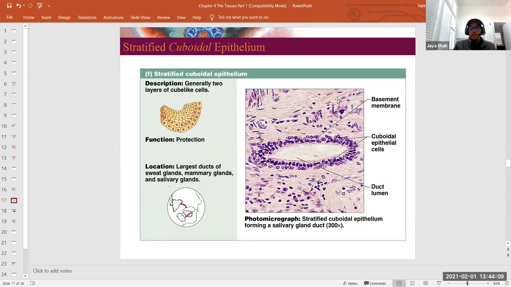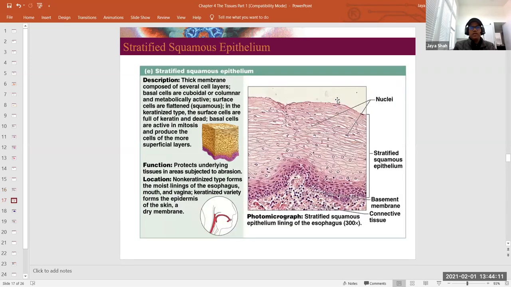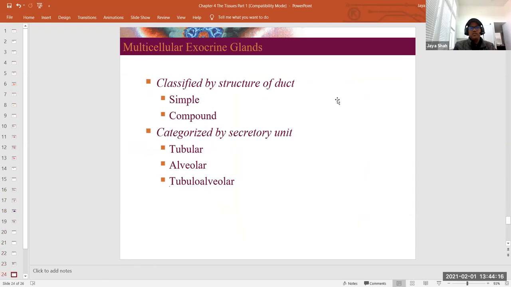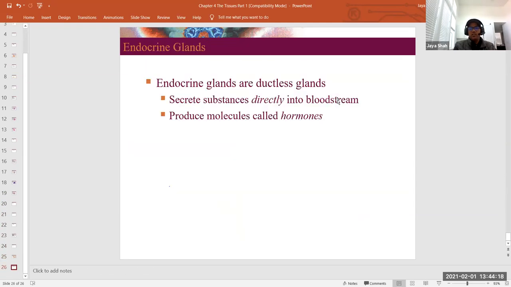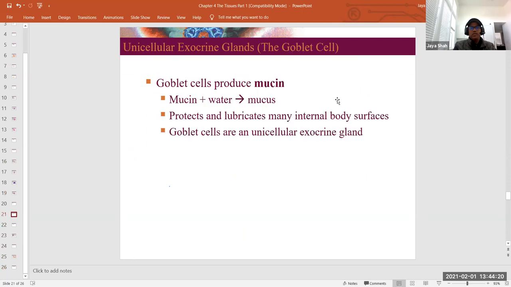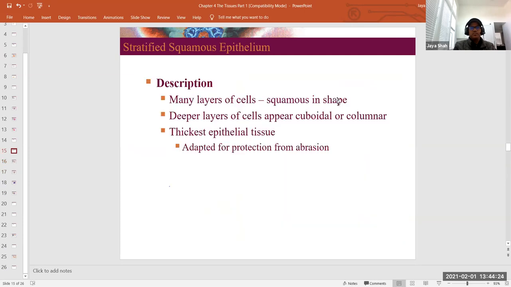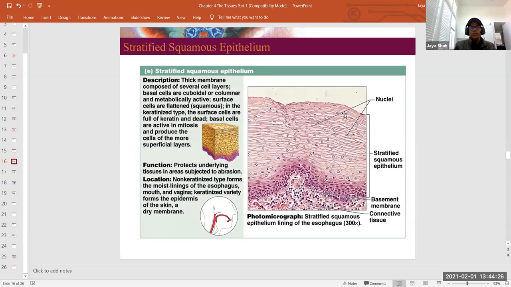So let's see. We don't have hairy skin, but if I have hairy skin, I don't. I will show you later in the connective tissue. Okay, so stratified squamous epithelium, keratinized, will be from the skin, but there will be a glassy layer of keratin.